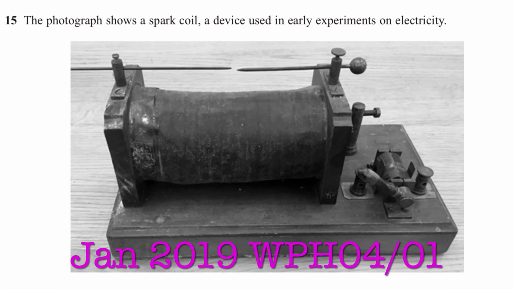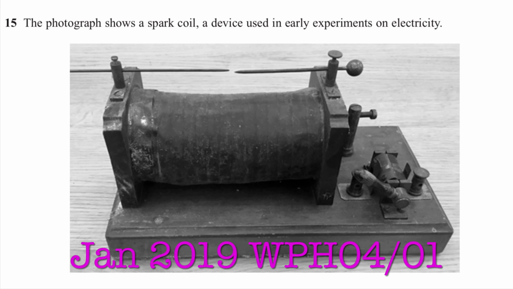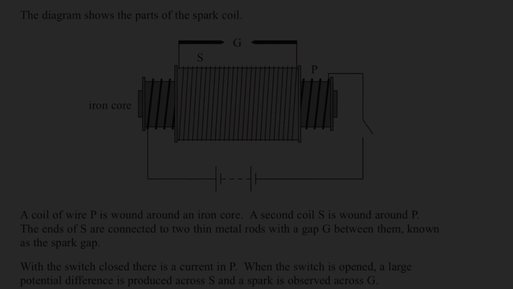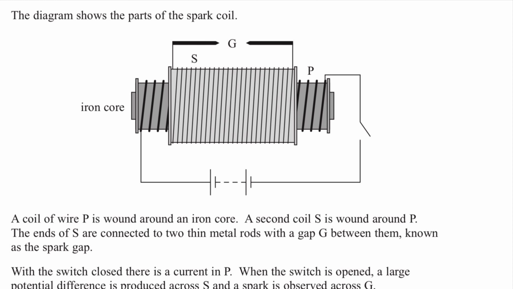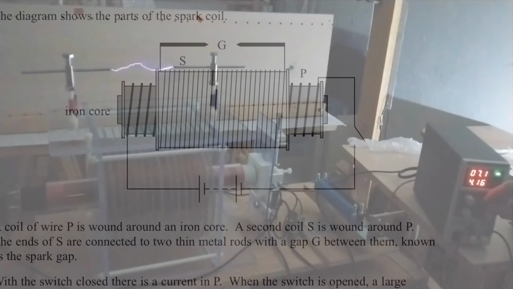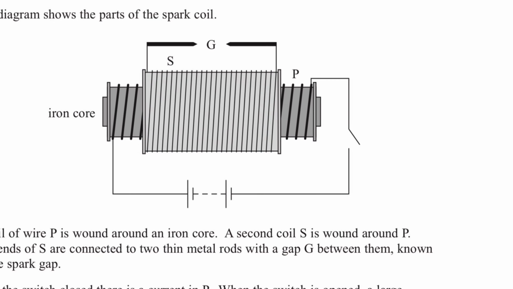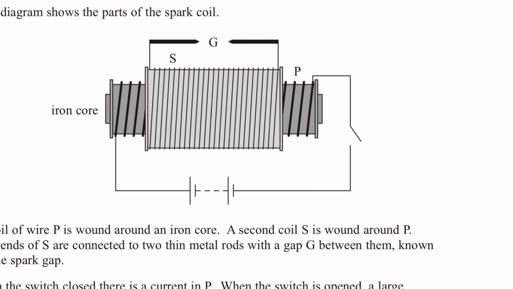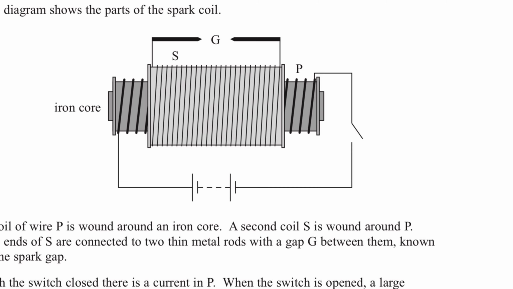The photograph shows a spark coil, a device used in early experiments on electricity. The diagram shows the parts of the spark coil, similar to a Ruhmkorff coil. A coil of wire P is wound around an iron core. A second coil S is wound around P.